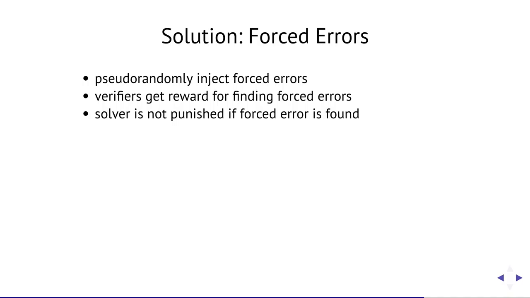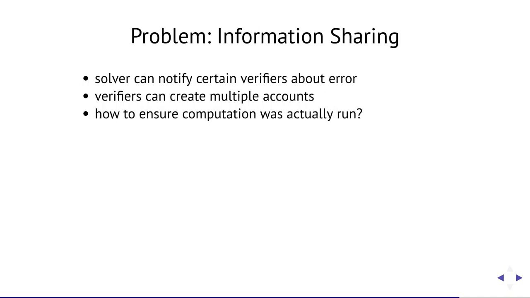Okay, let's perhaps skip to the next slide where we'll find another problem. So the solver knows that this happened. The solver is forced to inject a forced error, and this condition is also verifiable by smart contracts on chain. If the solver does not inject the error, then he or she will be punished. Everyone who detects this error gets a reward. And now the solver can, of course, notify verifiers about the fact that the forced error just happened.